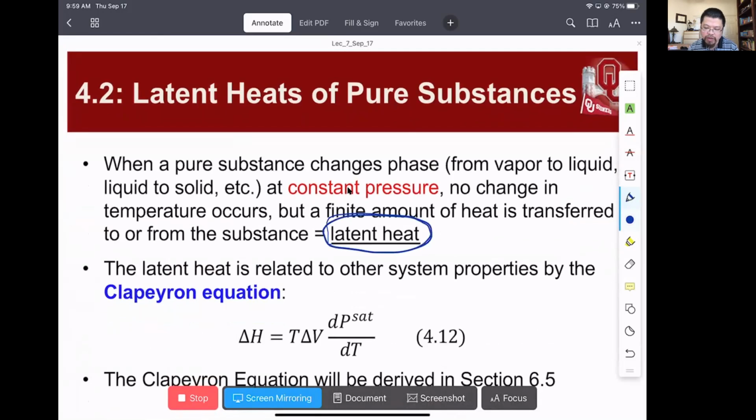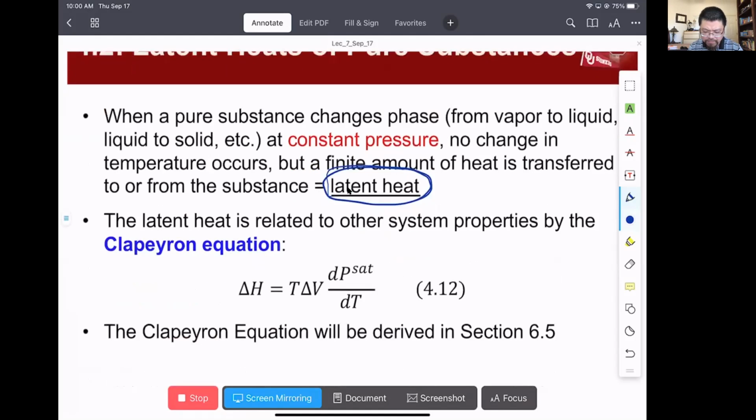So there, when we are going to have the phase change, specifically at constant pressure, we are not going to have any temperature change, because all the energy input will be used to drive the phase change, moving molecules closer or farther away from each other. So there's no temperature change.